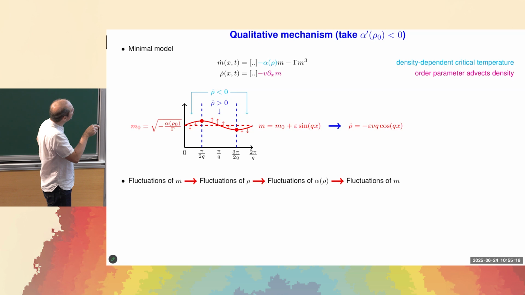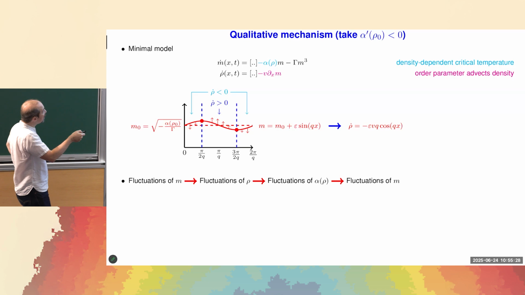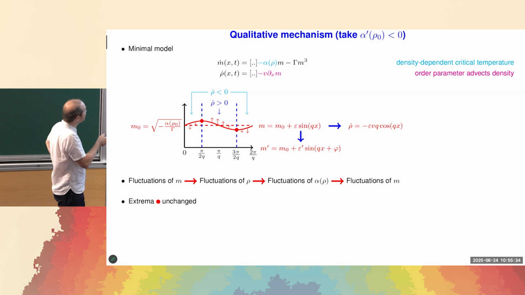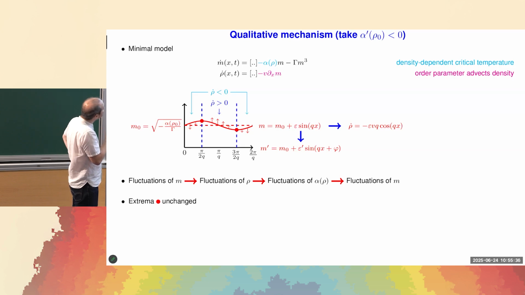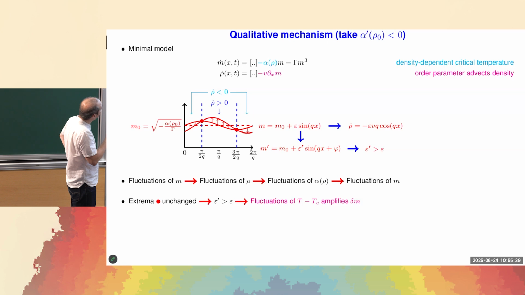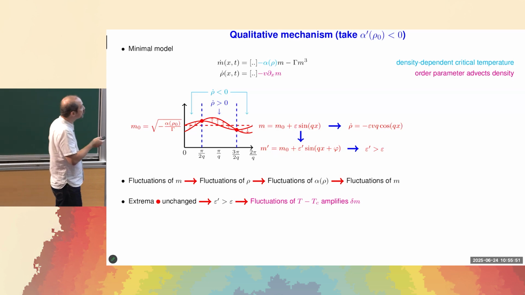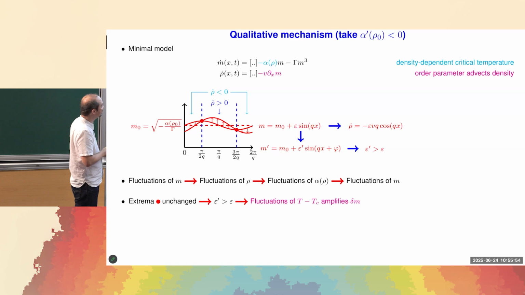M being an increasing function of rho means that in this phase here, my magnetization profile has to go up. In this phase there, it has to go down. And then, at a linear level, I want this to relax towards a new profile, which is another sine. One thing that you notice is that this point hasn't changed here, and I need to draw a new profile. So I have no choice but to draw a profile which has a higher amplitude. And so my new perturbation is larger than the previous one. And so the fluctuations of T minus Tc amplify delta M.